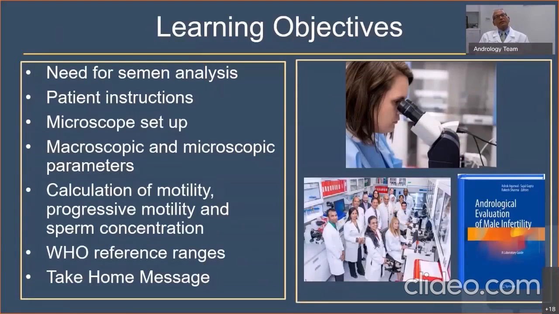So the learning objectives that I will cover this morning are: what is the need for semen analysis? What instructions should be provided to the patient so that the sample is collected correctly? What setup is important when we are looking for the analysis under a microscope? What comprises the macroscopic as well as the microscopic parameters? How do we calculate the motility or the progressive motility and the sperm concentration? And then some key take-home messages, which include the WHO reference ranges, how these have been derived in the fifth edition, and what are some shortcomings, and then finally, the take-home message. Next slide, please.